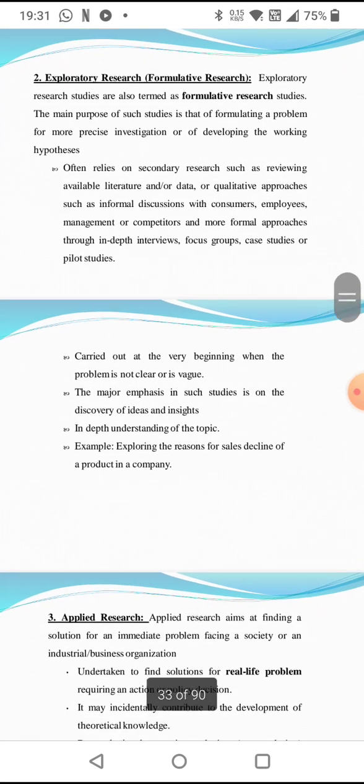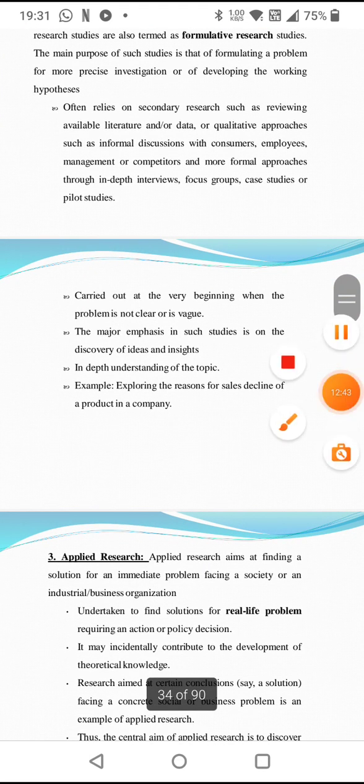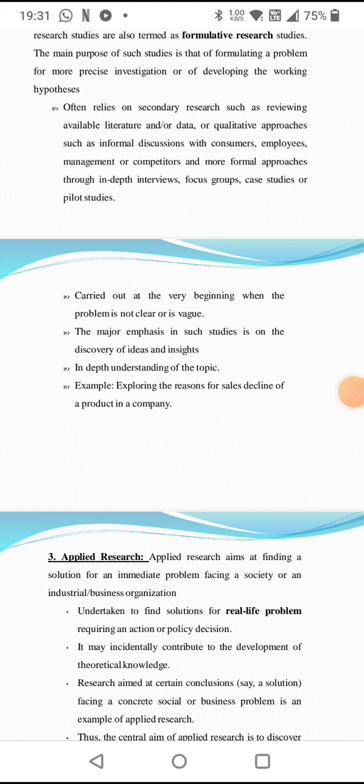It is carried out at the very beginning when the problem is not clear or it is vague. The major emphasis in such studies is on the discovery of ideas and insights, and in-depth understanding of the topic, for example, exploring the reasons for sales decline of a product in a company.